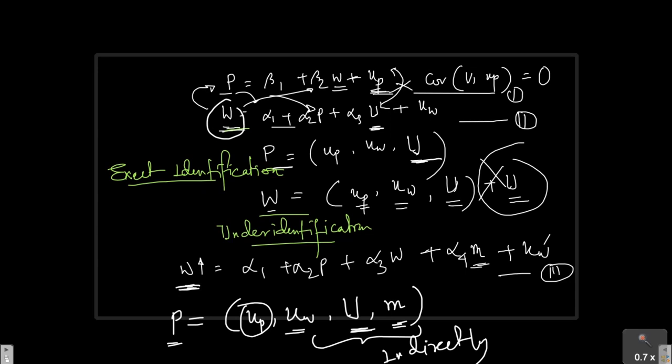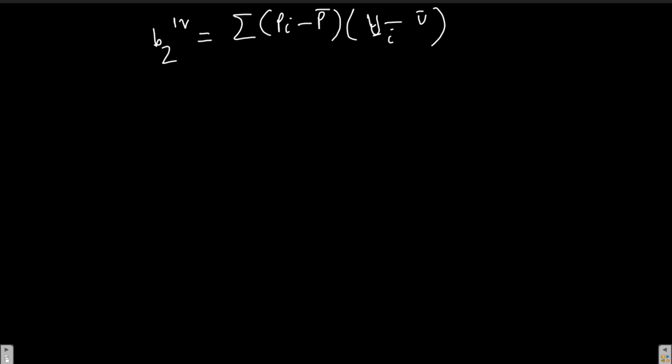Let's write down the beta 2 IV if I use each of these instruments. Beta 2 IV is going to be summation, and this is the equation of price, so Pi minus P bar. Let's say my first instrument is going to be U, which I have been using, Ui minus U bar. In the denominator, my X is W, so Wi minus W bar and Ui minus U bar.